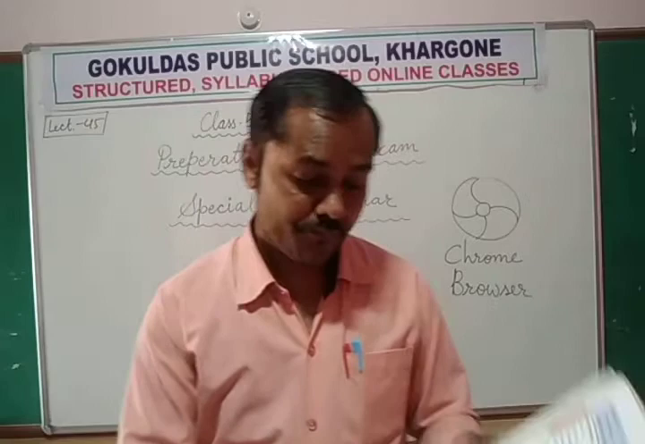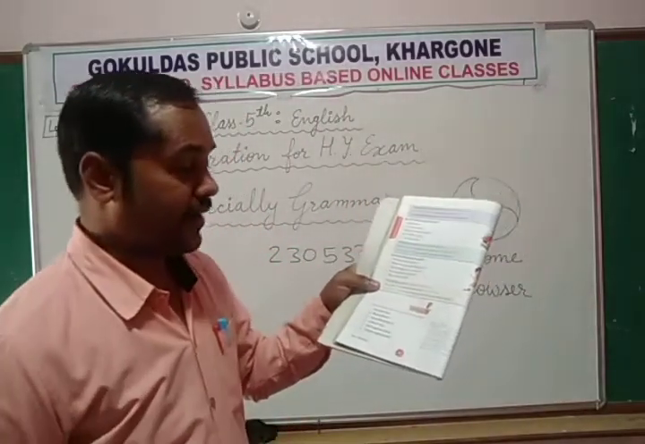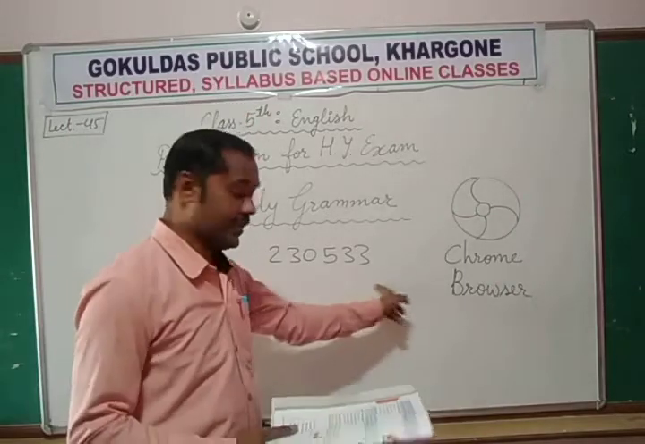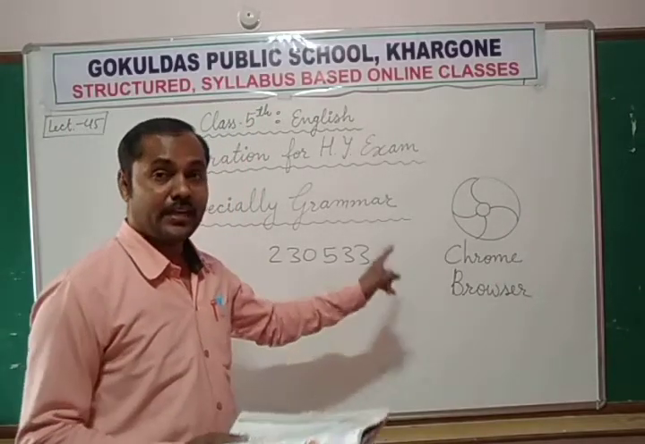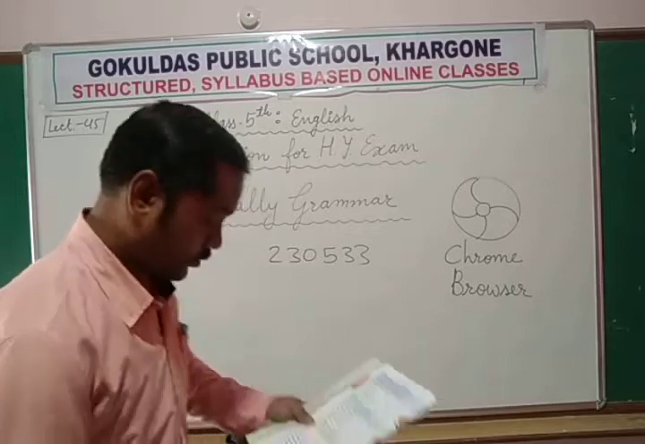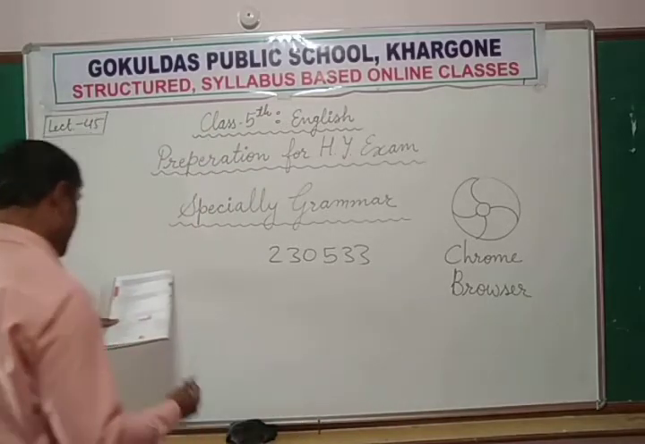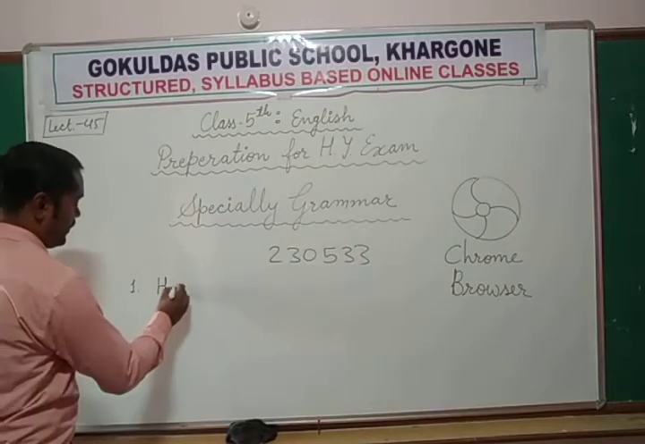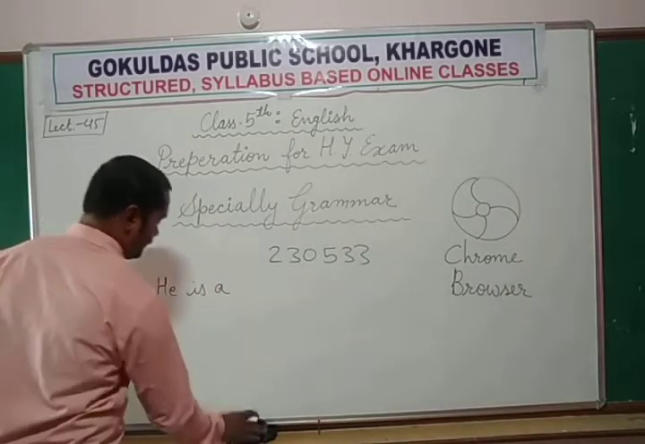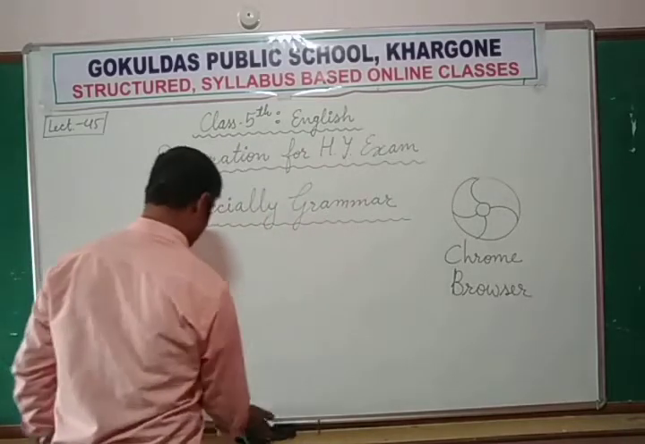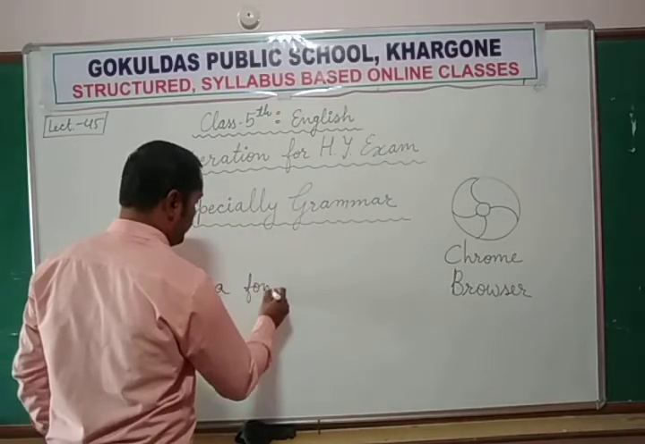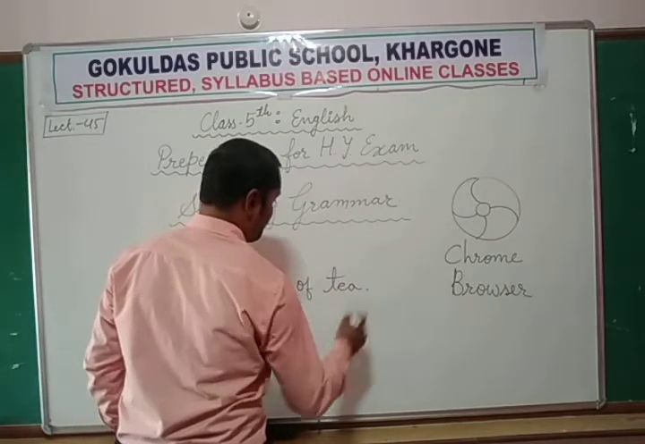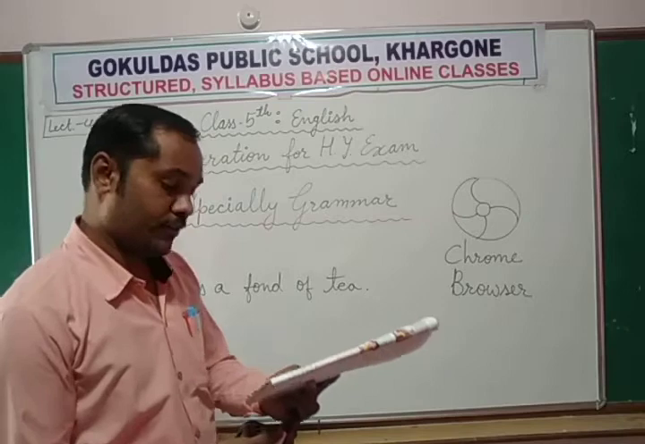Just like this. Read the following sentence and write their kind. So I can give you one sentence here. I can write one sentence and then I can make a question. Suppose, he is a fond of tea. Suppose question number 1: He is a fond of tea. Full stop.